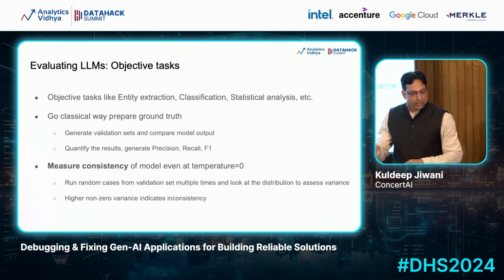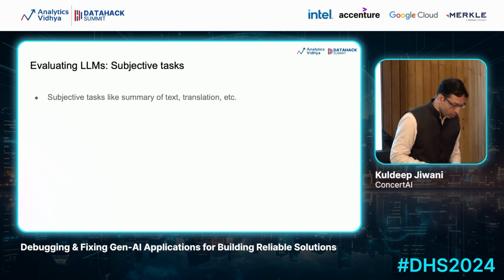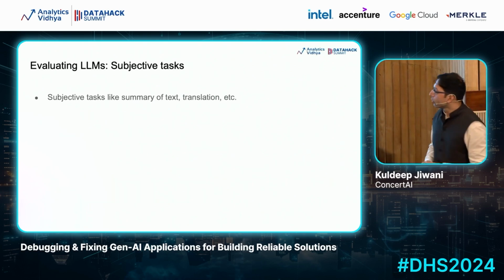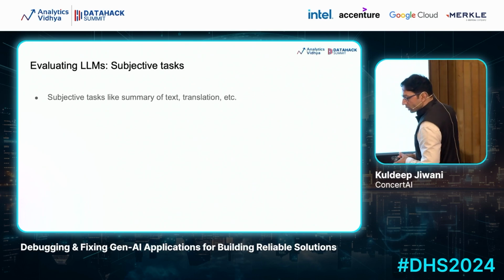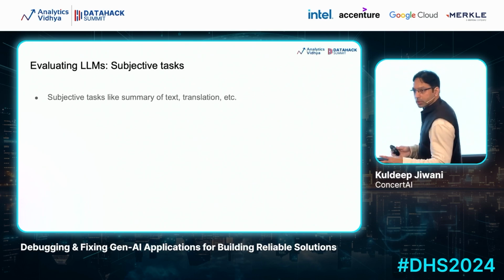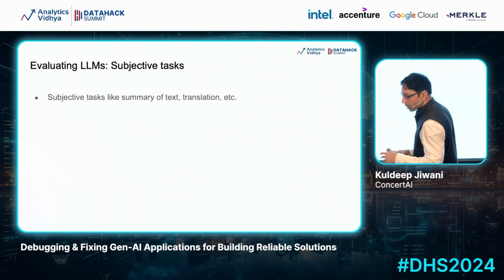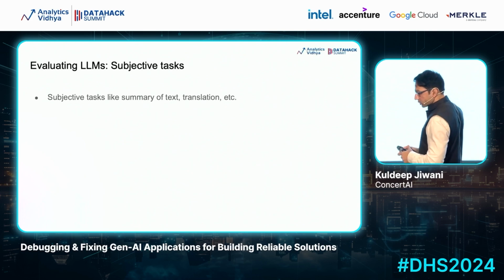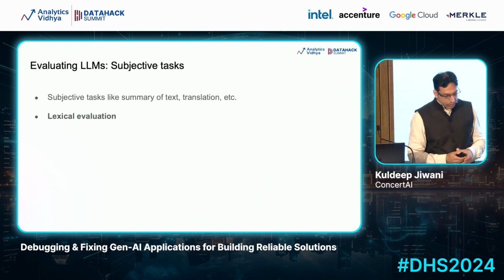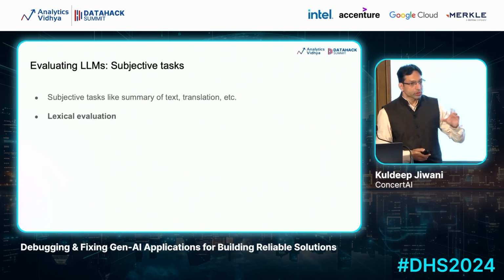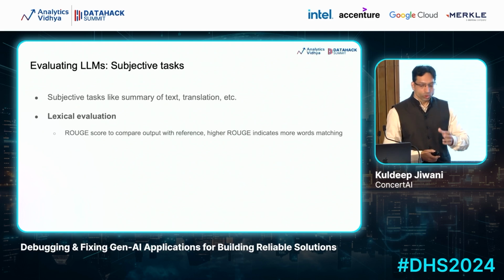Now coming to the subjective tasks. Subjective means you are doing a summary, right, or Q&A or translation. You can't have an exact answer, because they're subjective. There is no exact answer. I can do word matching, right? I can still do partial matching. So there are things like lexical matching. The words should still be similar. You look at the number of words that are mostly matching or not.